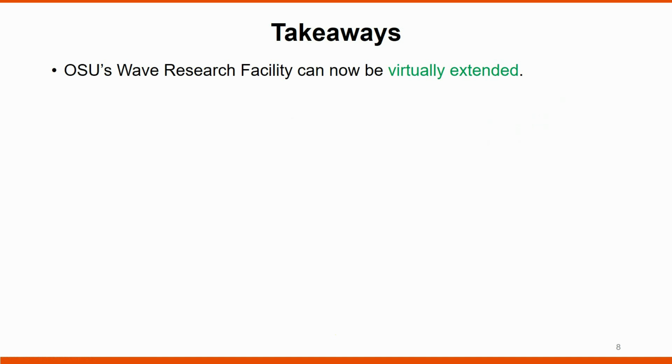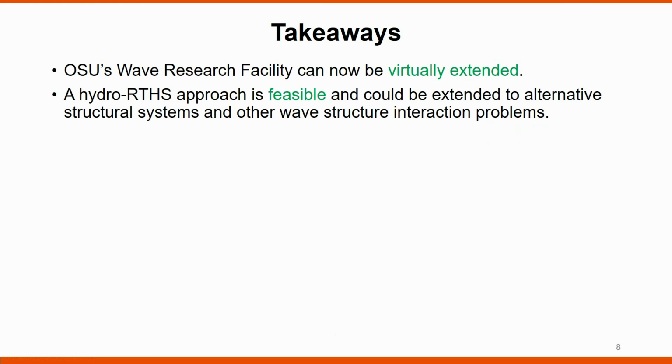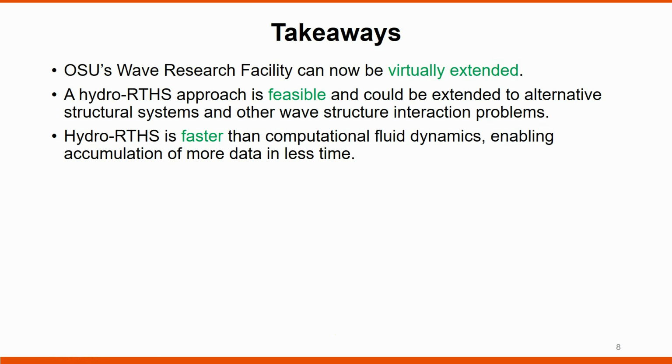And so we have some takeaways. So now we can virtually extend our wave flume to really test larger and more sophisticated structures. This approach was feasible, and while we looked at it for this particular bridge system, now we can start thinking about more complex bridges and other types of structures that we might not be able to fit in our existing flume. Now, because we're simulating the wave physically, we actually avoid a lot of the computational costs associated with fluid dynamics or computational fluid dynamics.